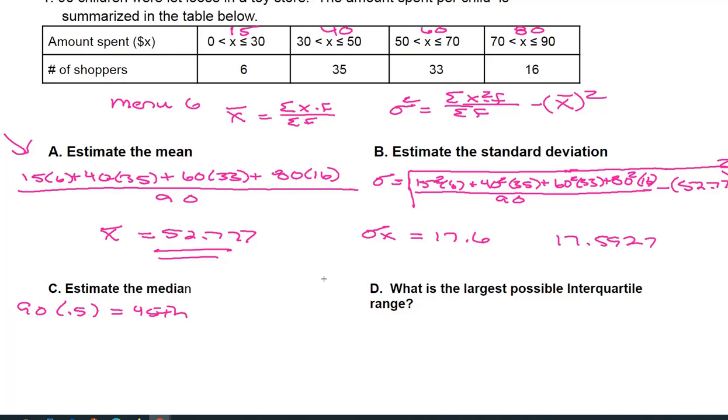So if I go along here and count, here I've got 6, and then here I've got 41 altogether. This is the cumulative frequency. And then here I've got 74, and then here I've got 90. All right, so I haven't got to the 45th piece of data yet, so it must be in this class right here. It's got to be in the 50 to 70 class.